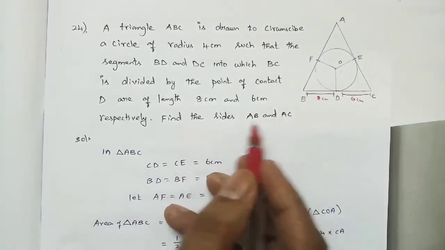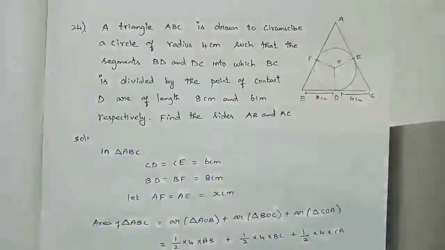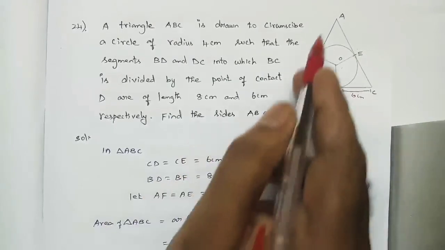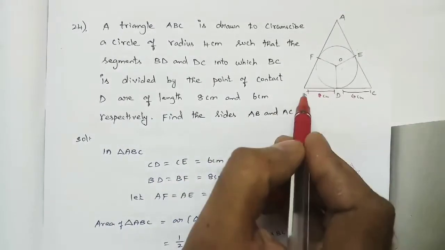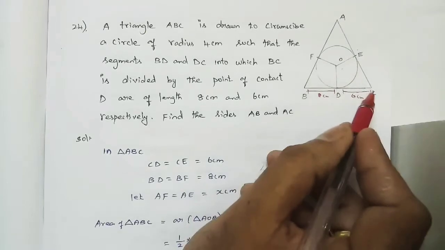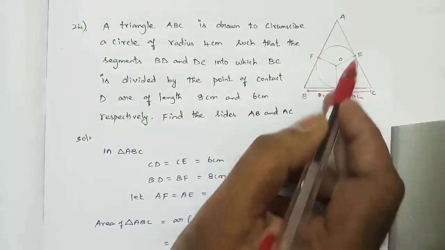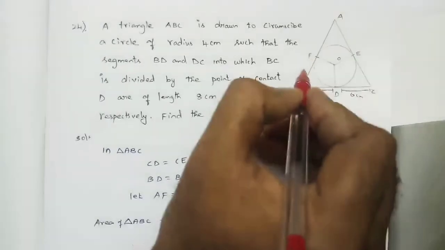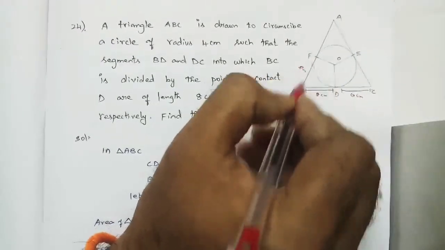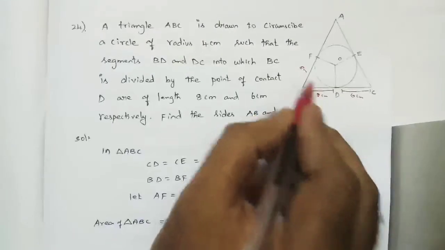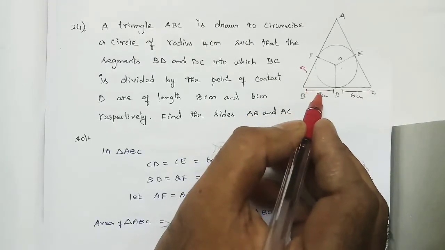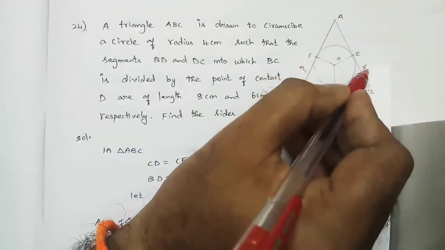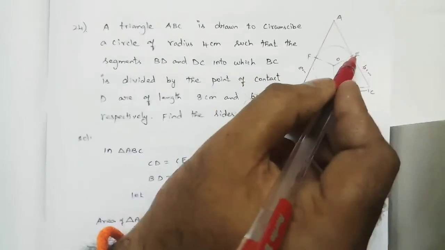Find the sides AB and AC. You want to find the sides AB and AC, right? So see that it's a circle, right? B, C, A are the external points and D, E, F are the points of contact. So suppose BD is equal to 8 centimeter, then BF is also 8 centimeter. We know that both the lengths of the tangents are equal. Same like that, CD is equal to 6 means CE is also 6 centimeter. But we don't know AF and AE, but both are equal.